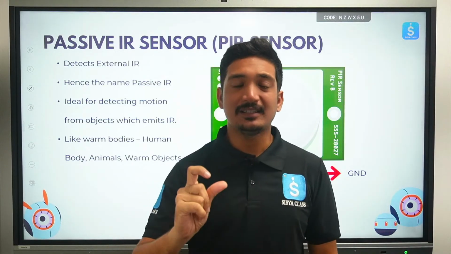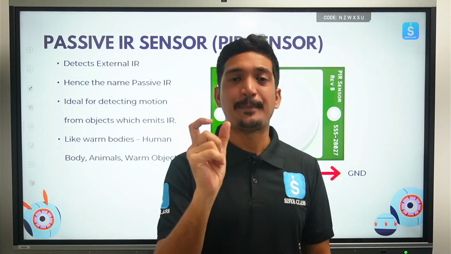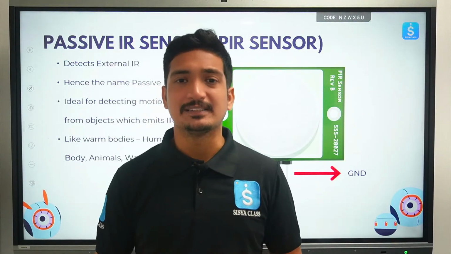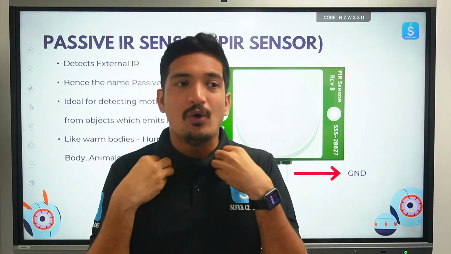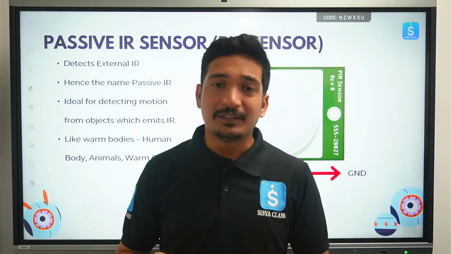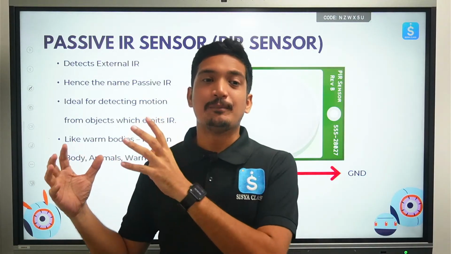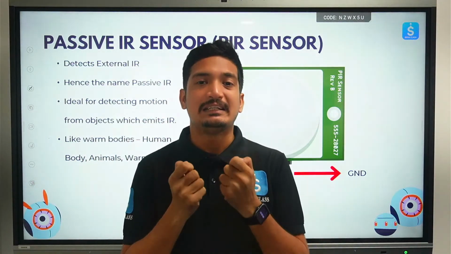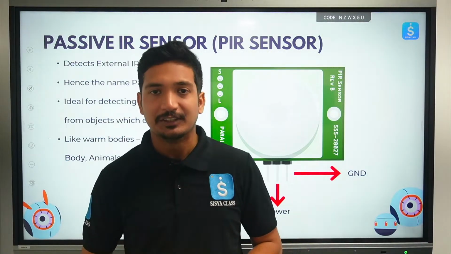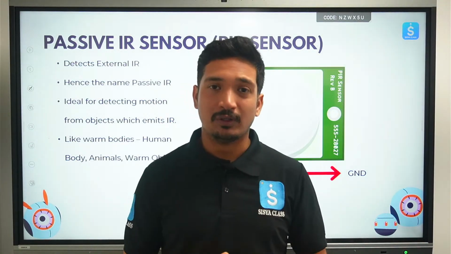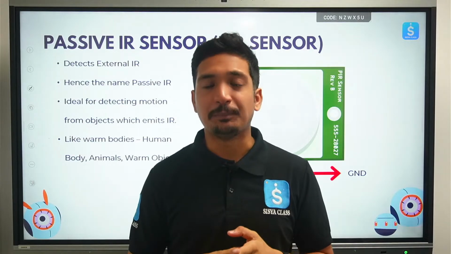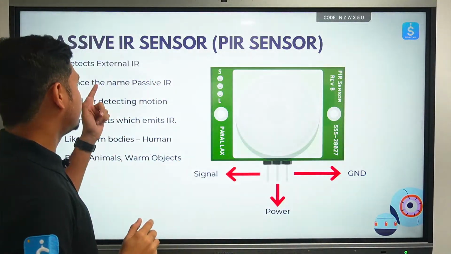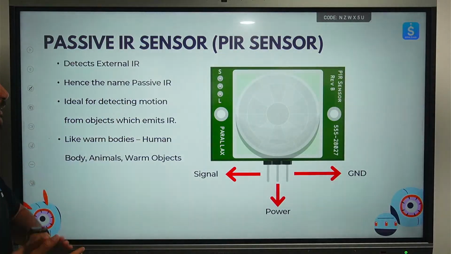Okay, and that's the reason the name is passive IR sensor. The word passive over here signifies that it's not emitting its own infrared radiation, rather it is waiting for some external source of IR to come and then it will detect that IR radiation. I hope this is clear to all of you, right? So one thing that we need to keep in mind is that it actually detects IR. Okay, it detects IR and hence the name is passive IR.